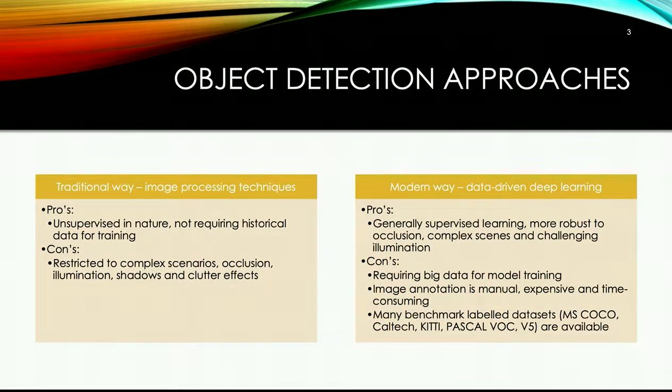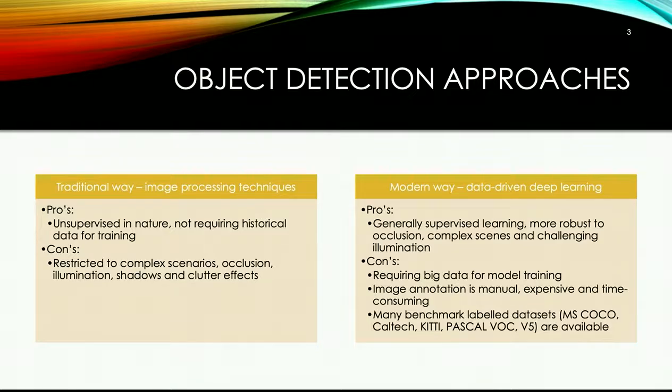There are traditional and modern approaches to address the object detection problem. The traditional way uses image processing techniques such as HOG, histogram of oriented gradients, which is basically a feature descriptor. The technique counts occurrences of gradient orientation in localized portions of an image. Its advantage is that it is unsupervised in nature, so it does not require historical data for training. But it is restricted in complex scenarios, with occlusion, illumination, shadows, and clutter effects.